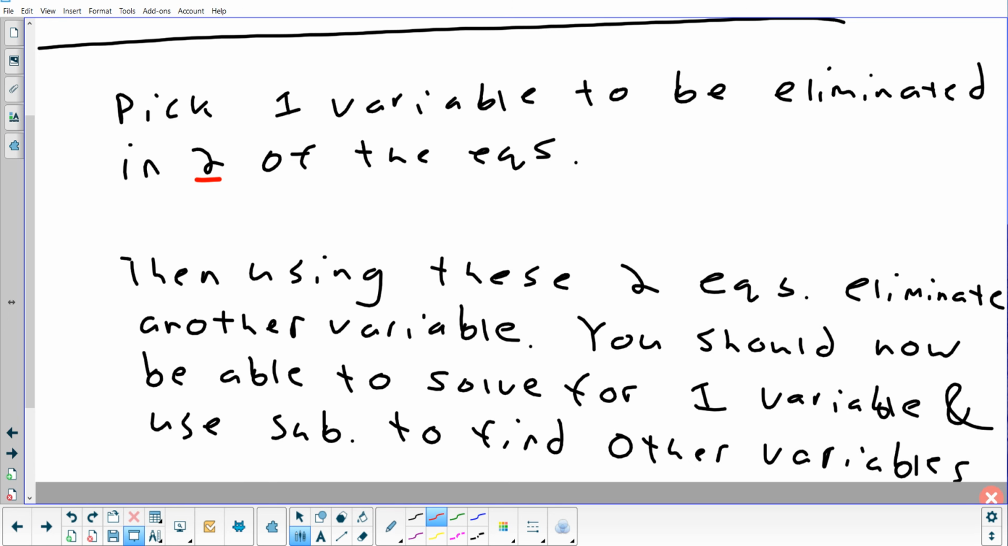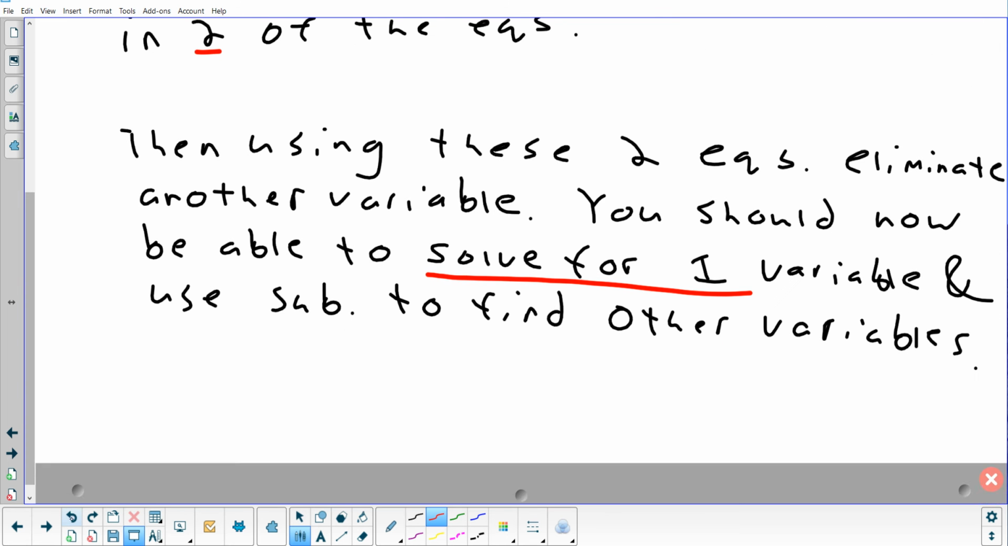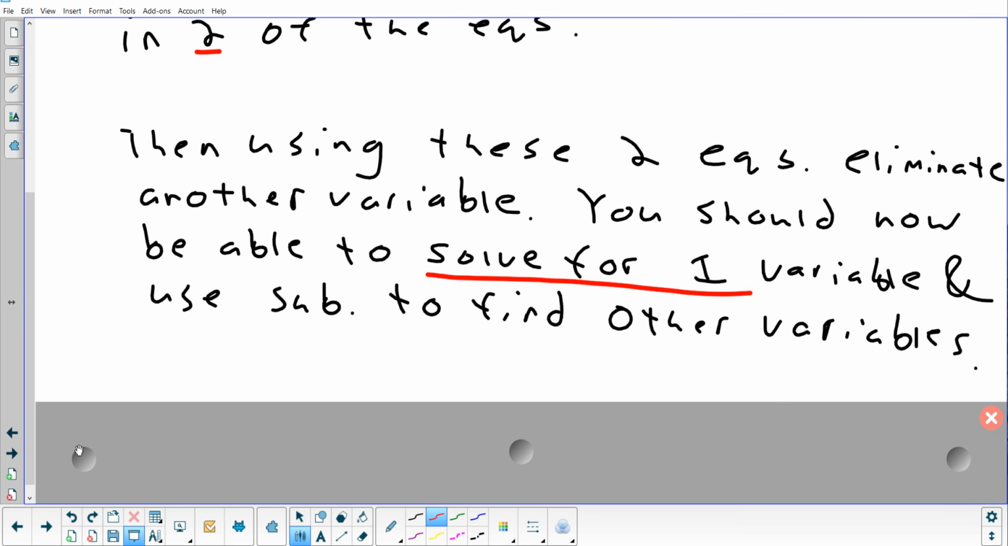Okay, so after you do that, take those 2 equations and do elimination again. Now you're going to be down to a single variable problem. So you do elimination once, it gets you down to 2. You do it again, it gets you down to 1. And once you get one of your variables, then you work backwards to get the other ones. You use substitution, working back. Right, so we'll try an example.